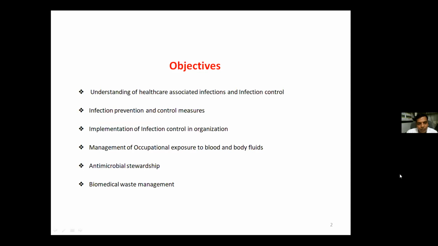So in this session, we'll be learning what we mean by healthcare associated infections, what the measures to be implemented are, how to implement them, how to manage the occupational exposure to blood and body fluids, what we understand by antimicrobial stewardship, what the strategies are, and how we manage biomedical waste.